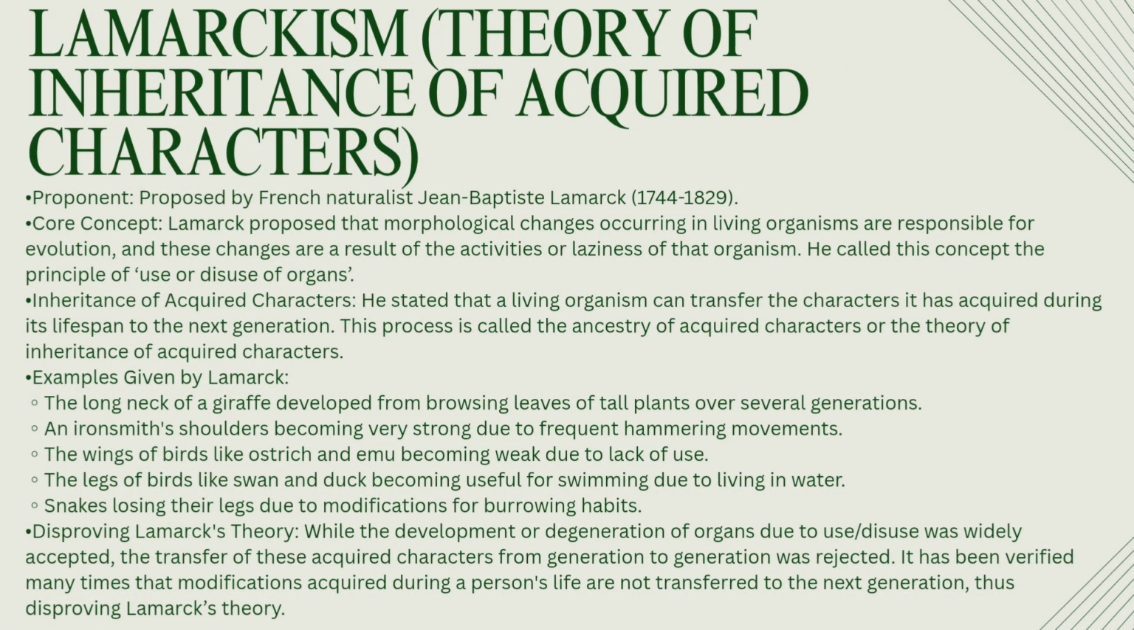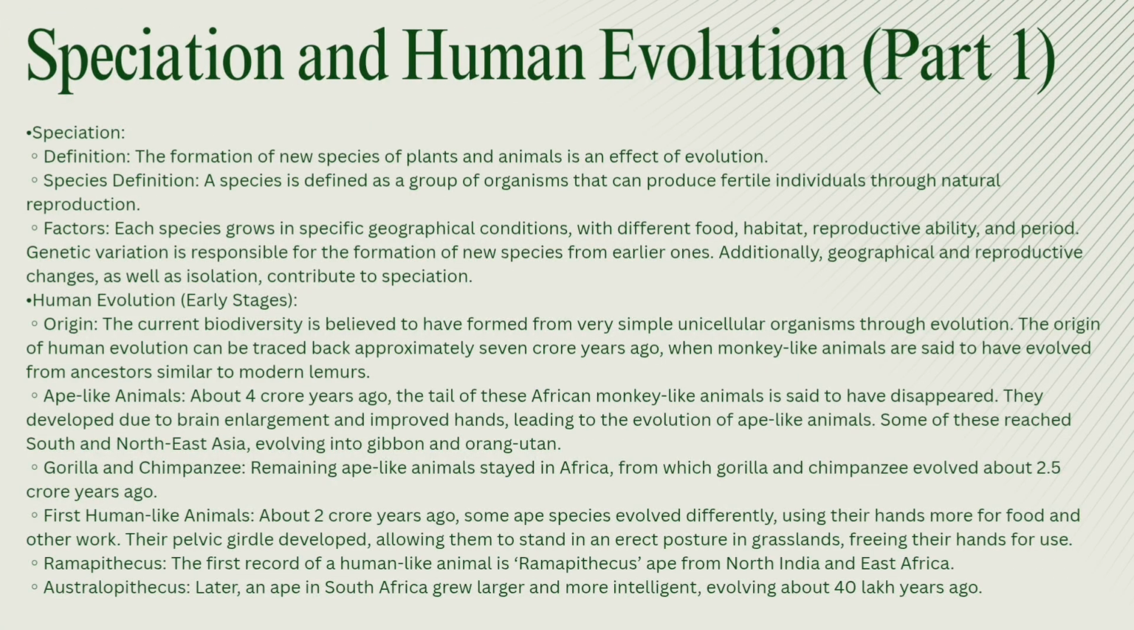Lamarck believed organisms could pass traits gained in their lifetime to offspring. For example, giraffes develop long necks by stretching. But this theory was later disproved as acquired traits are not inherited. Speciation means the formation of new species. It's caused by genetic variation, reproductive isolation, and environmental factors.